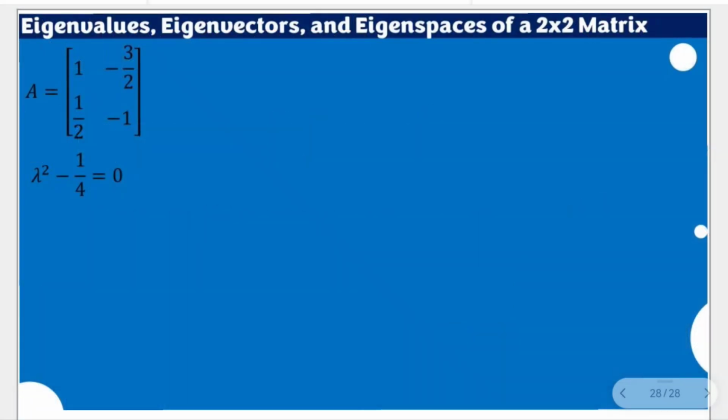Using the characteristic equation we did for the previous video, using the same matrix here, we are now going to solve for the eigenvalues, the corresponding eigenvectors, and the representative eigenspace of this matrix here. Again, this was taken from a previous video. You might want to review that on your own as to how we get this equation here.